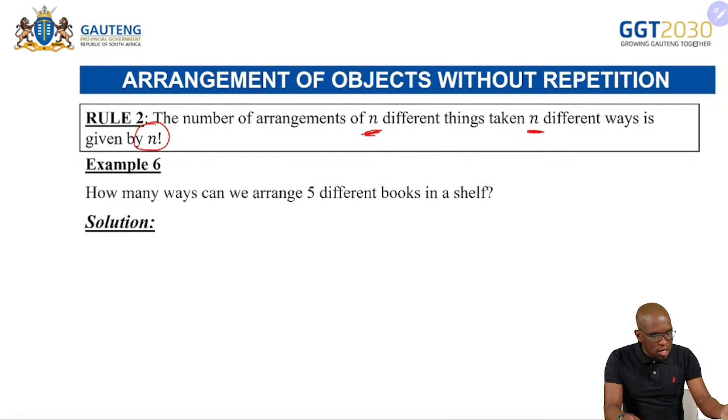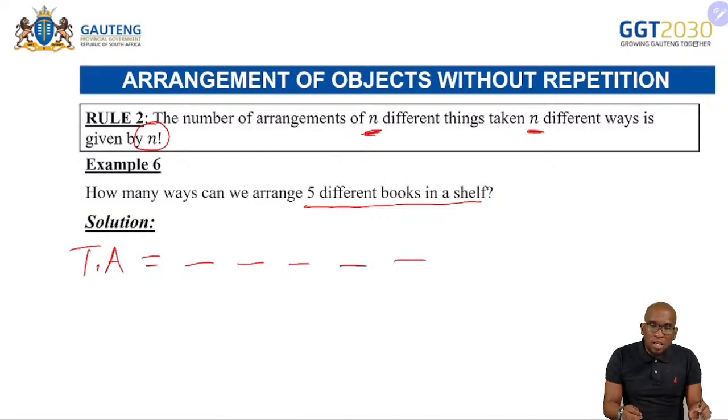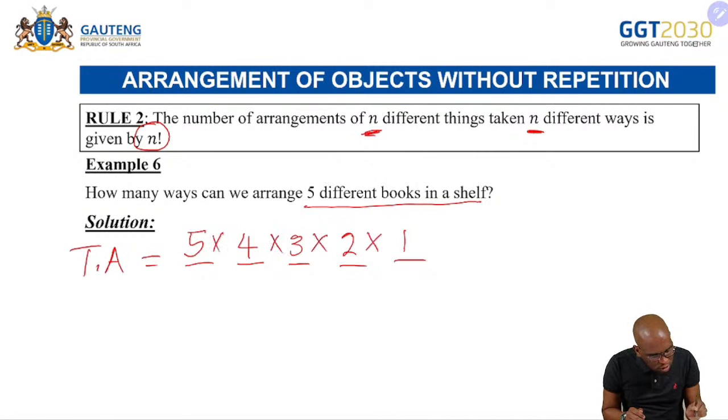Now, the first question, or example 6, asks us to determine the number of ways we can arrange 5 different books on a shelf. Right, this is the total arrangement. Obviously, it's 5 books. We can open 5 spaces: 1, 2, 3, 4, 5. For the first position, we have 5 options. For the second position, we have 4 options. For the third position, we have 3 options. For the fourth position, we have 2 options, and then we have 1 option. If we multiply them together, we're going to get 120 ways.